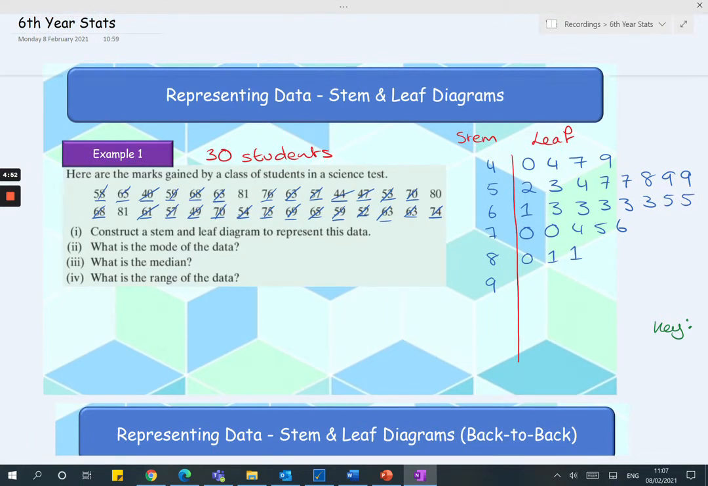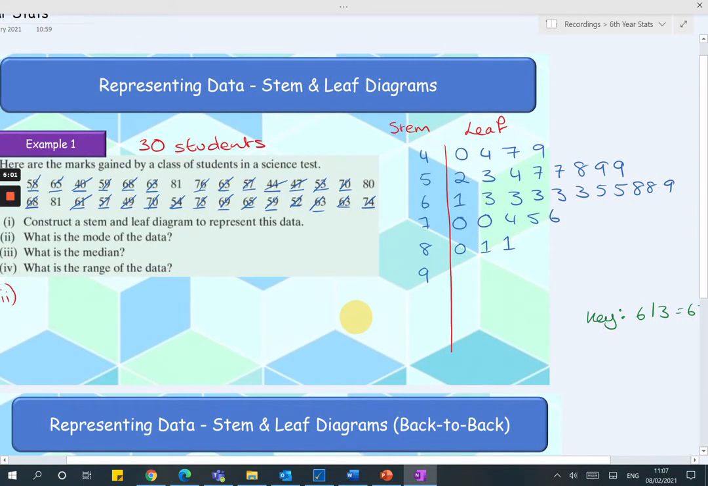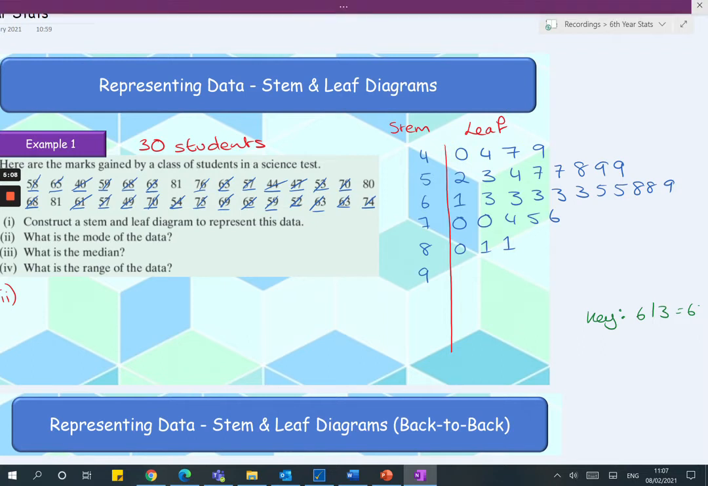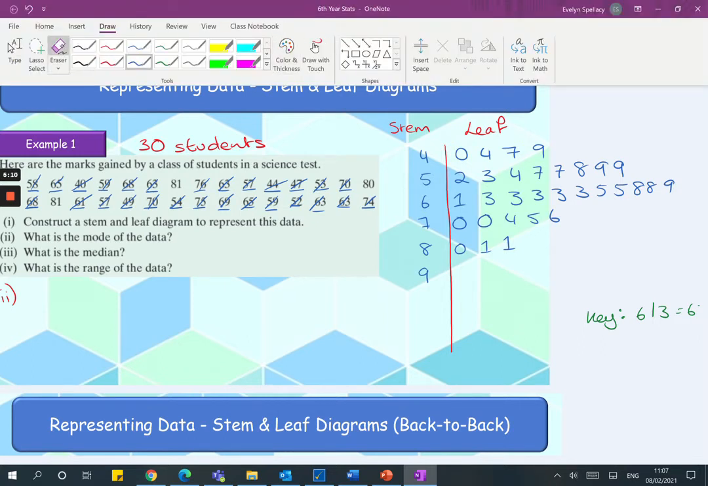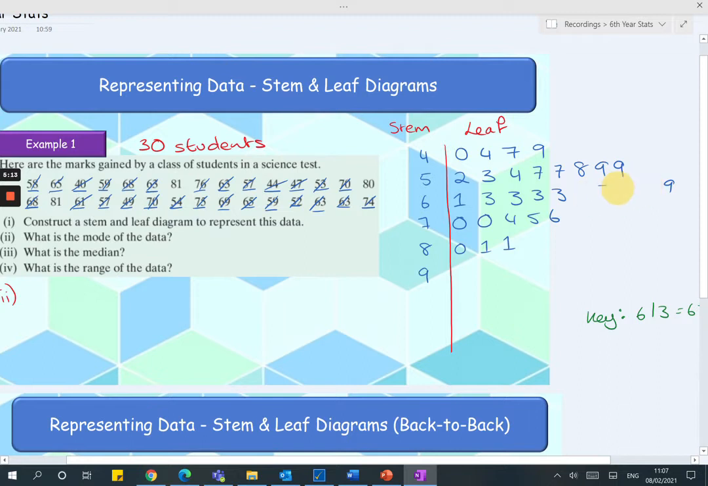So part 2 here says, what is the mode? Now we remember from our study of the measures of locations that the mode is the one that occurs the most. So looking at my diagram, 63 occurs. I have it in one too many times. So as you can see, guys, counting the data is very important at the end. So I should have 2 5s, 2 8s, and then a 9. Because I should only have 30 pieces of data.